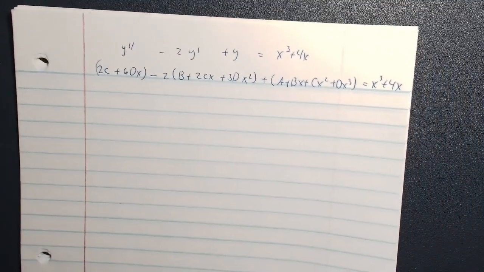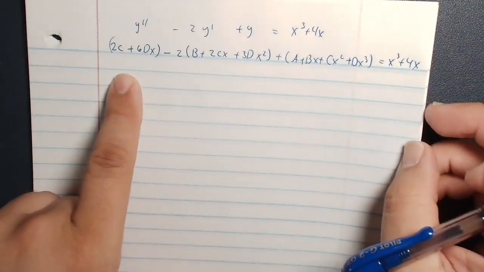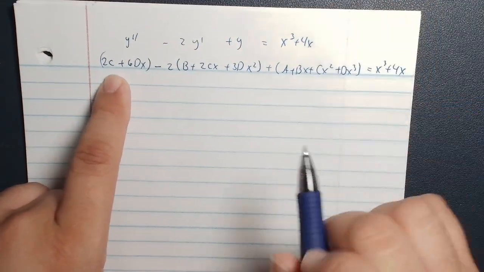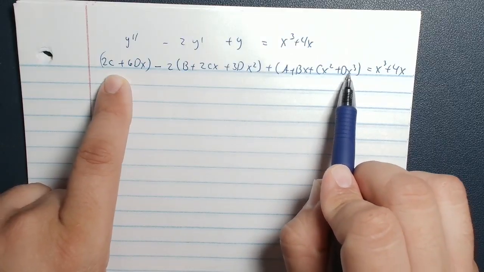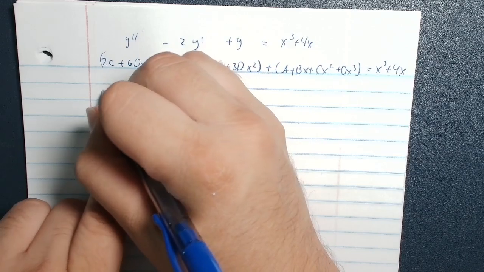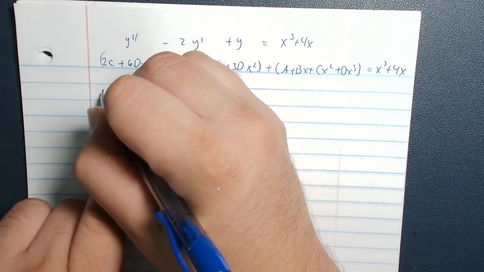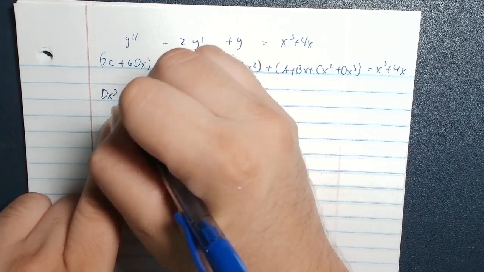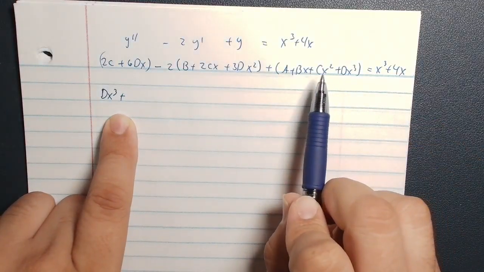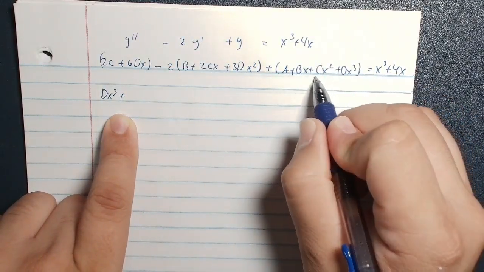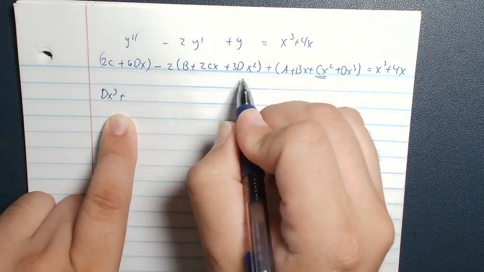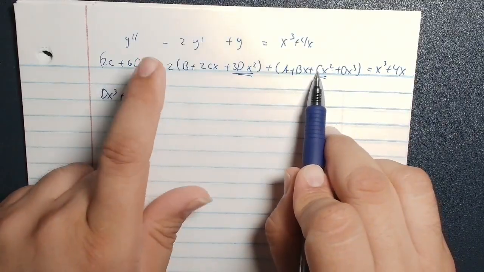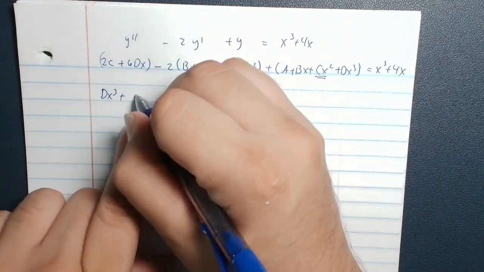And now we just set up our system and solve for A, B, C, and D. All right, so here we go. I'm going to group all my cubic terms. There's only one, so let me just put that one up front. So I've got dx cubed plus. Now squares, I've got one here and one here. So I've got cx squared and then minus 2 times 3dx squared. That'll be c minus 6d x squared.